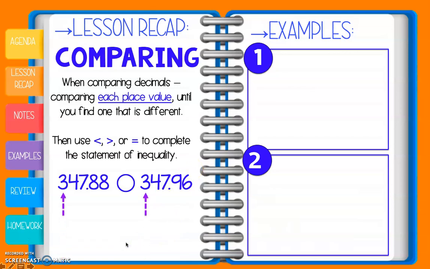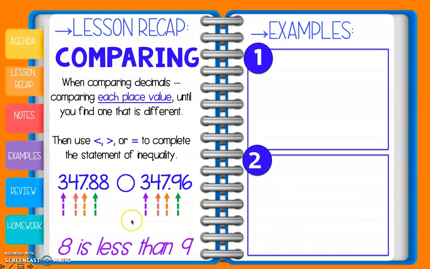So if we're looking at our threes, I have a 3 in both of my hundreds spots. So those are exactly equal. They're not different at all. We're going to move on to the tens. In my tens spot, I have a 4. Those are exactly equal. Got to keep moving. In my ones spot, there's a 7. And those are exactly equal. So I'm going to go on to the tenths. And in my tenths, I have an 8 and I have a 9. So 8 is less than 9. So I know that 347 and 88 hundredths is less than 347 and 96 hundredths. And this is my less than symbol, so it'll make my statement of inequality true.